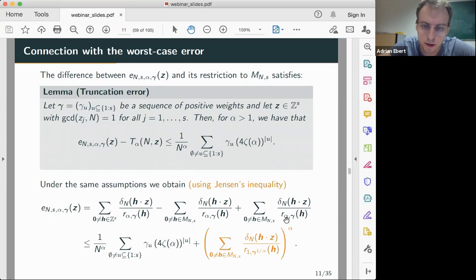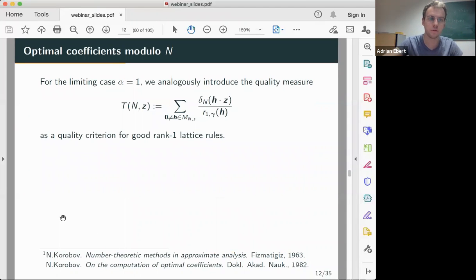And this is basically, we reduce the alpha to be 1 and we reduce the gamma to be gamma to the power of 1 over alpha and raised to the power of alpha. For alpha bigger than 1, this estimate holds. And basically the insight that we gained is that if we can find generating vectors such that the part in the braces is small, then also our worst case error will be sufficiently small. So that makes it valid to use this as an alternative quality measure.